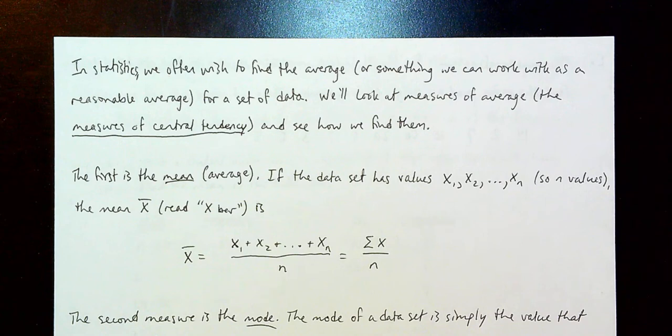In this video, we are going to shift to a little bit of a different, yet still very, very important topic in the world of statistics. We are going to talk about measures of average. In statistics, we often wish to find the average, or something that we can reasonably work with as the average, for a set of data. So we're going to look at the various measures of average, more commonly referred to as the measures of central tendency, and we're going to see how we calculate and find them.